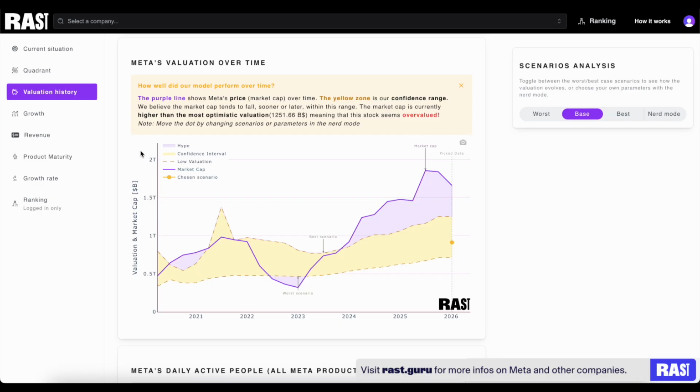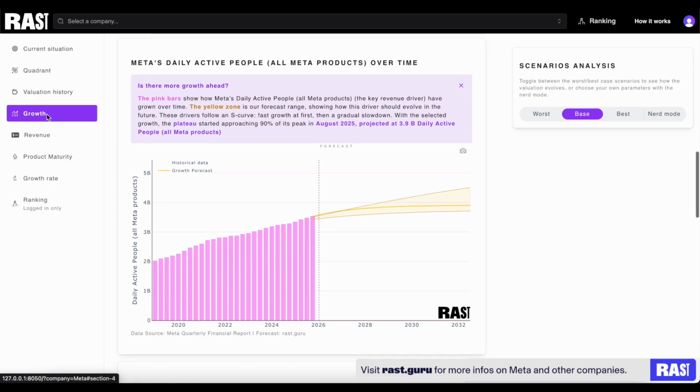Further down, we analyze the engine of the business, or in other words, the specific way a company generates money, aka our secret sauce. For Meta, the key revenue driver is daily active people. Our algorithm uses an advanced S-curve model to predict future growth. Why? Because no company grows forever. They all eventually follow a natural S shape as they saturate the market. Changing scenarios change the prediction. You can also try different growths with the growth forecast slider in the nerd mode.